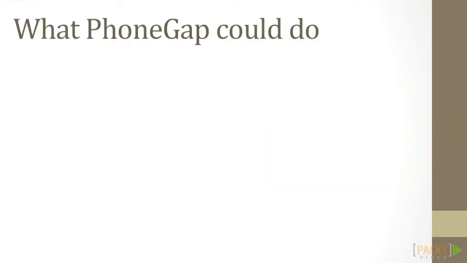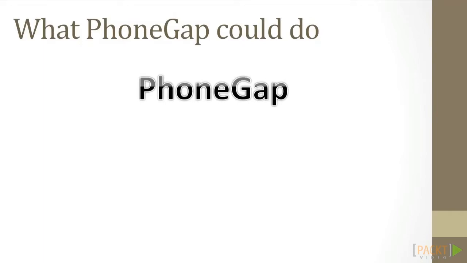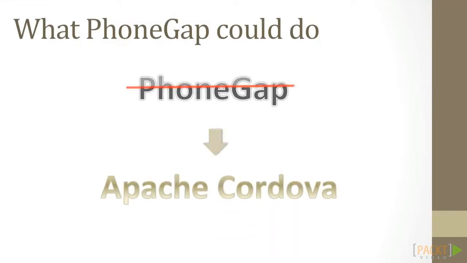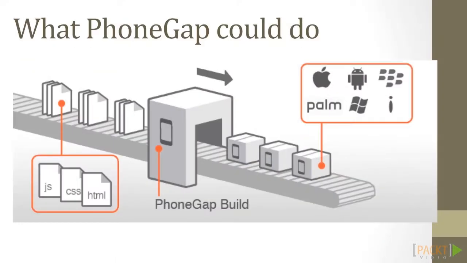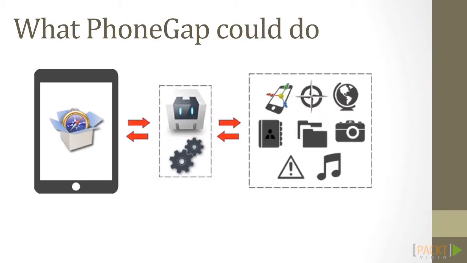First things first, what exactly can we do with PhoneGap? PhoneGap, which is currently named Apache Cordova, is a framework that builds cross-platform mobile applications. It uses popular web technologies like HTML, CSS, and JavaScript to develop mobile apps on iOS, Android, and other mobile platforms. Building a mobile application with PhoneGap is as simple as building a web application. More powerfully, the PhoneGap app can access native mobile functionalities such as the camera, contacts, and GPS.